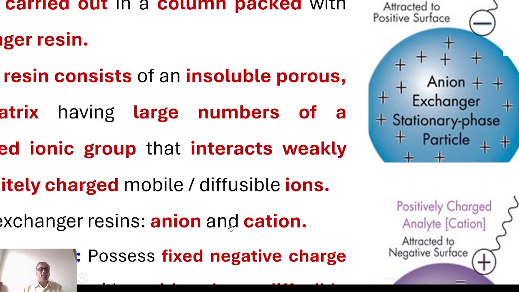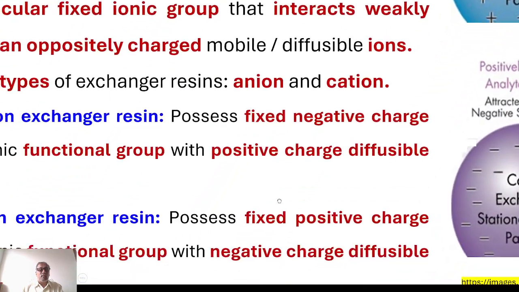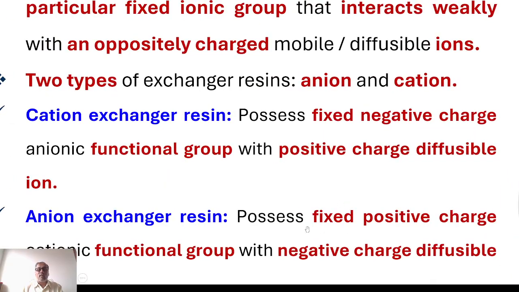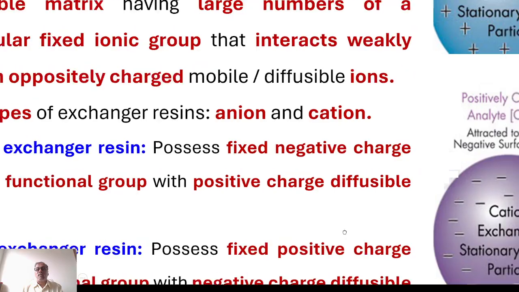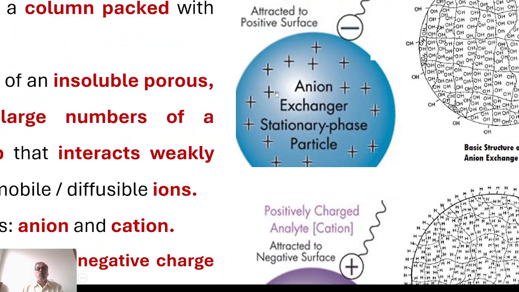Now you can see this is the fixed. This is anion exchanger resin. It is having a fixed positive charge. So now this is the fixed positive charge. To this, the counter ions or diffusible ions or the mobile ions, they are negative, they are anions, they are interacting electrostatically with the positive charge of your resin, which is the functional group of the resin.